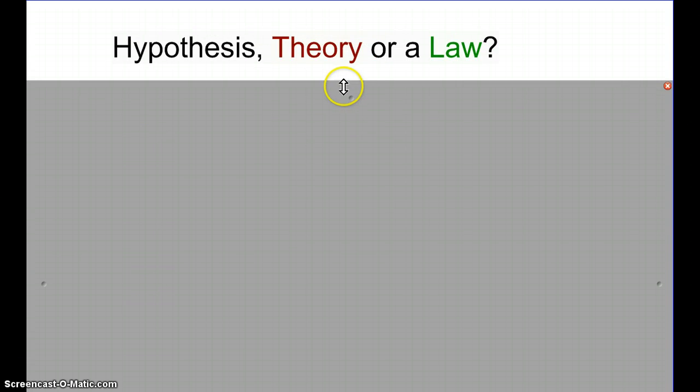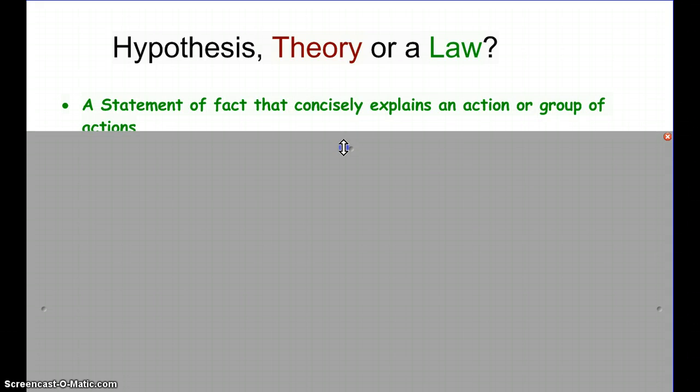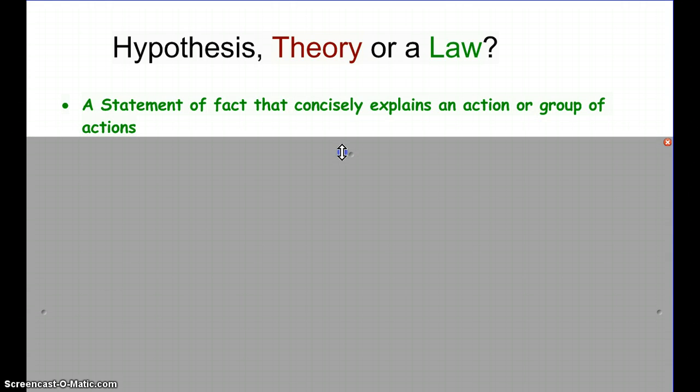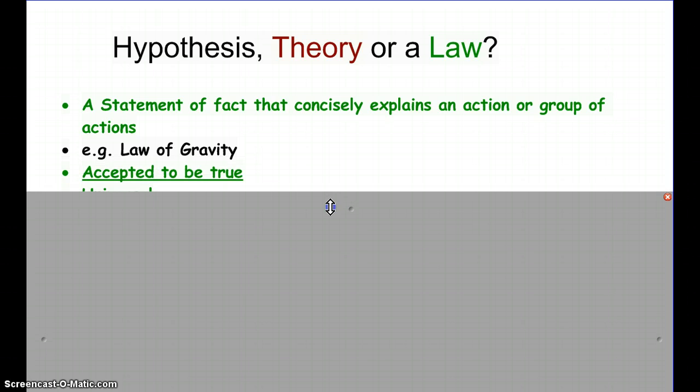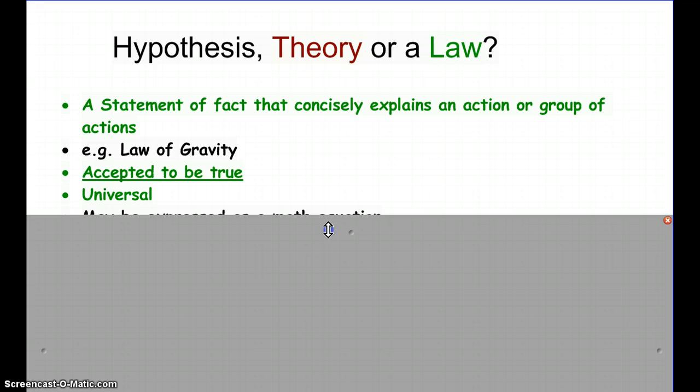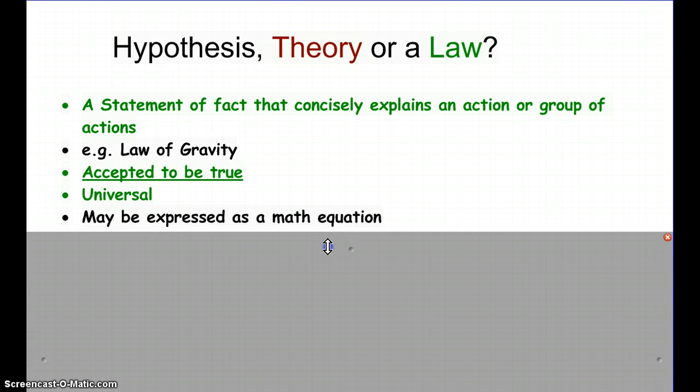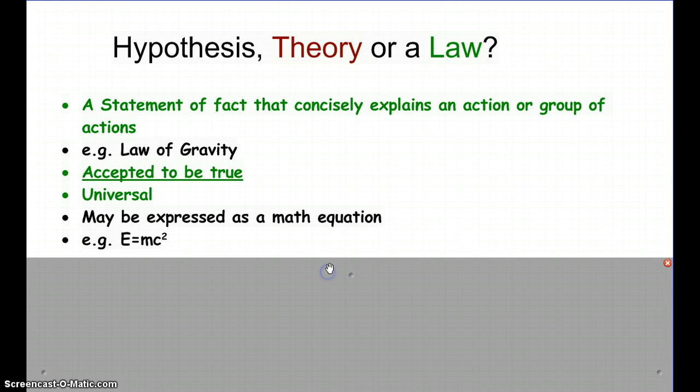And next is a law. It is a statement of fact that concisely explains an action or group of actions, such as the law of gravity. It is accepted to be true and universal, and it may be expressed as a mathematical equation, such as E equals mc squared. You've already learned about a hypothesis, which is an educated guess.